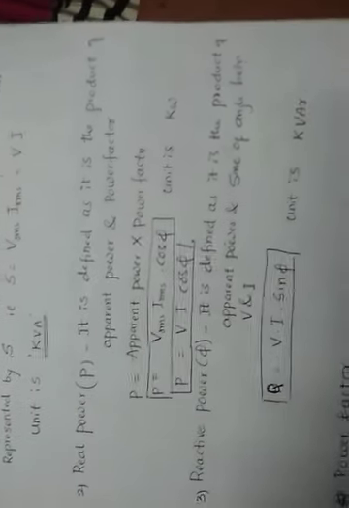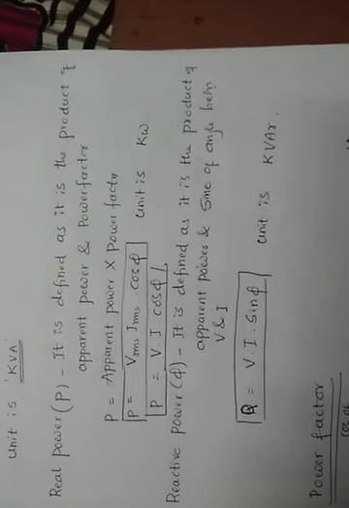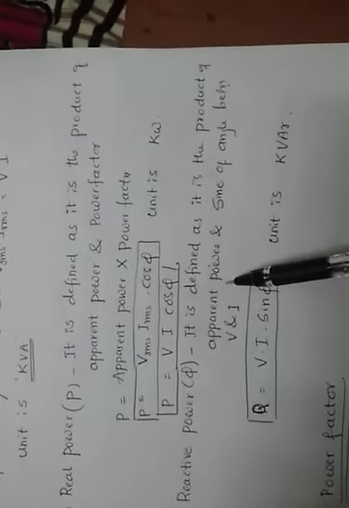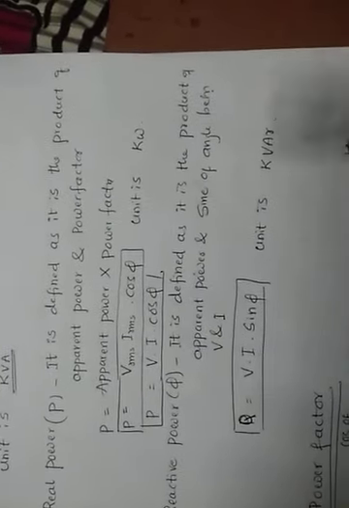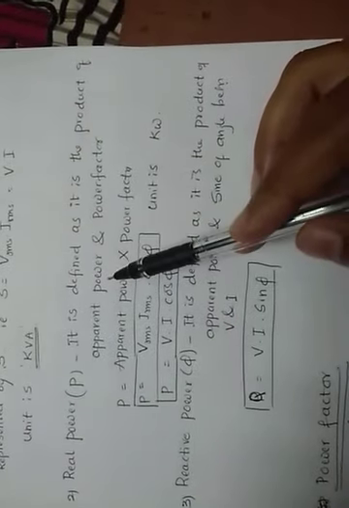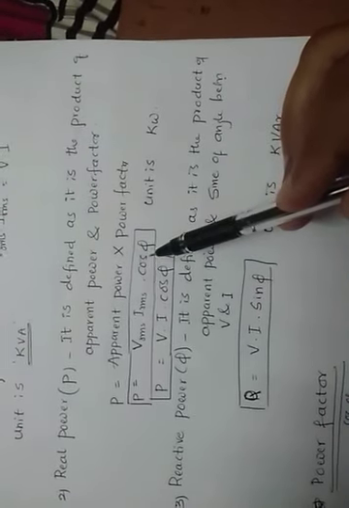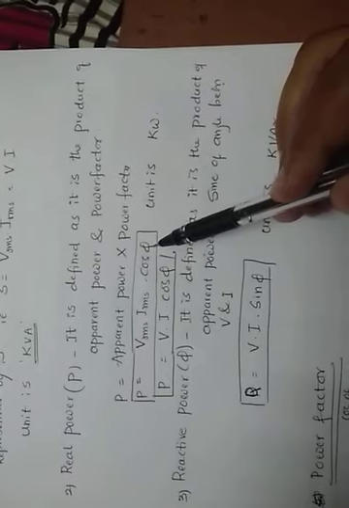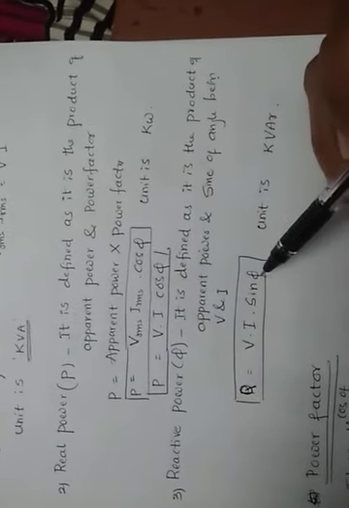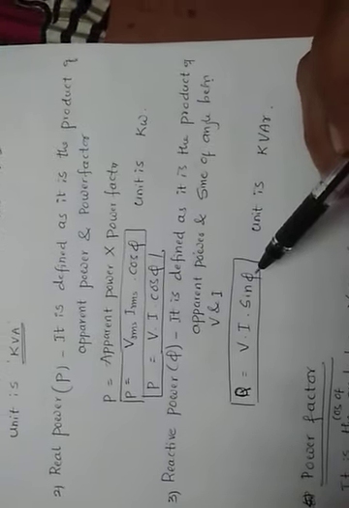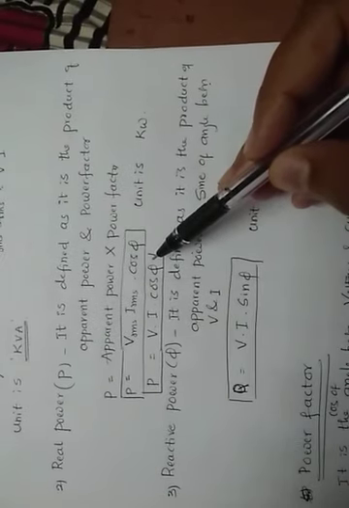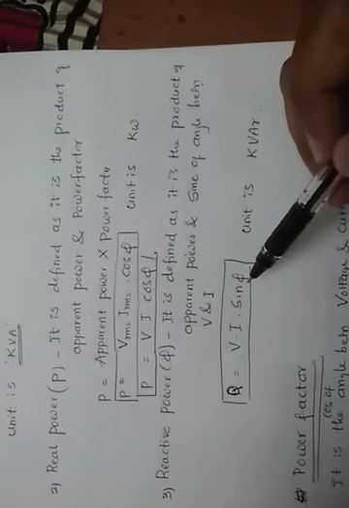Next, move on to the third parameter, the reactive power. It is defined as the product of apparent power and the sine of the angle between E and I. What is the real power here? It is the product of apparent power and the power factor. Power factor is nothing but cos phi, the cos of the angle between V and I. Here it is the sine of the angle between V and I.